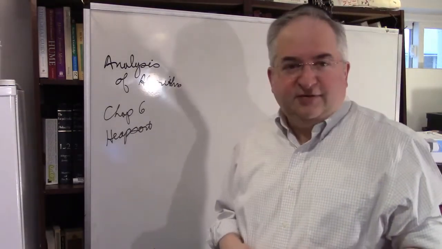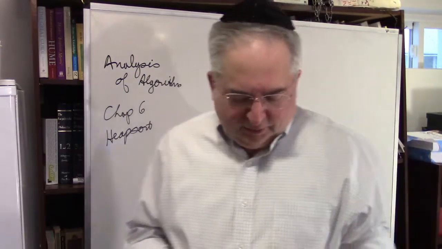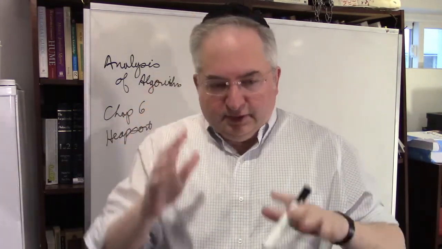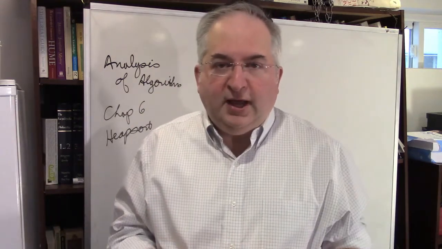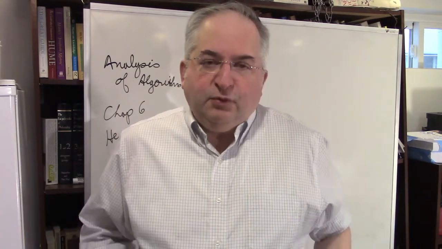We're doing Analysis of Algorithms, Chapter 6. It's all about Heapsort. Chapter 6 and Chapter 7 are Heapsort and Quicksort. These are our first algorithms that we're really analyzing. You've probably seen Quicksort before. There are different ways of sorting things.